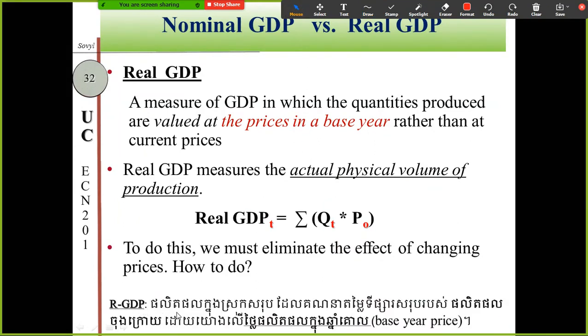So this is in our language. This is the definition in English. This is a definition in our language.